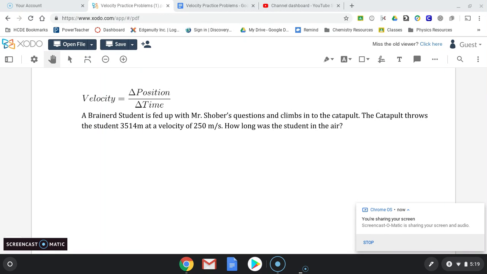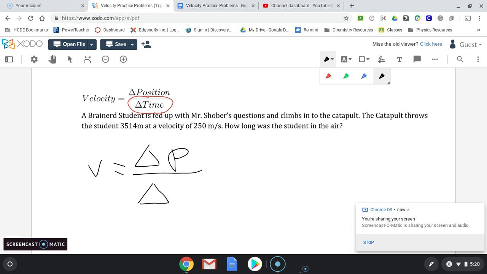The third type of velocity problem is where we're not solving for velocity and we're not solving for position, but this time we are solving for time. So what we'll need to do is, again, get time by itself. So let's rewrite our equation in shortcut mode. V equals delta P divided by delta T.